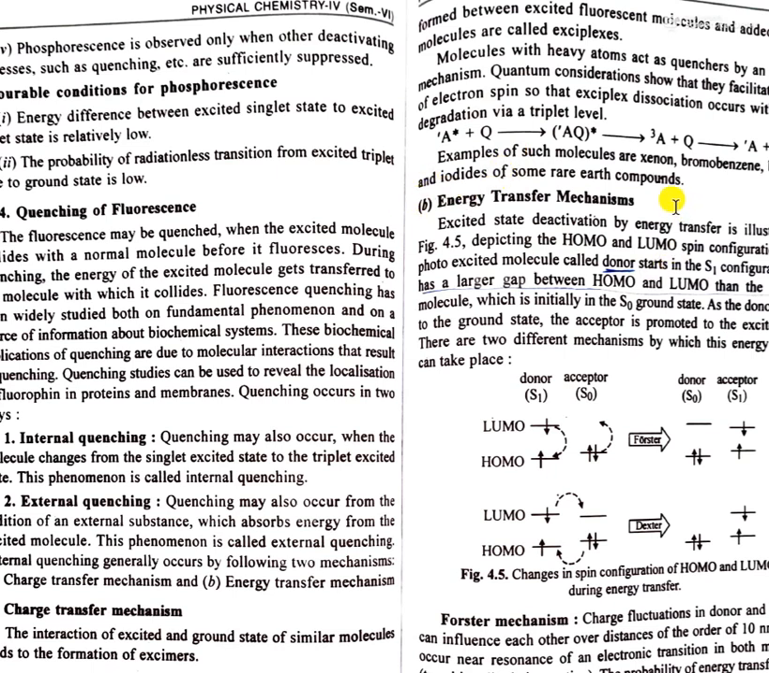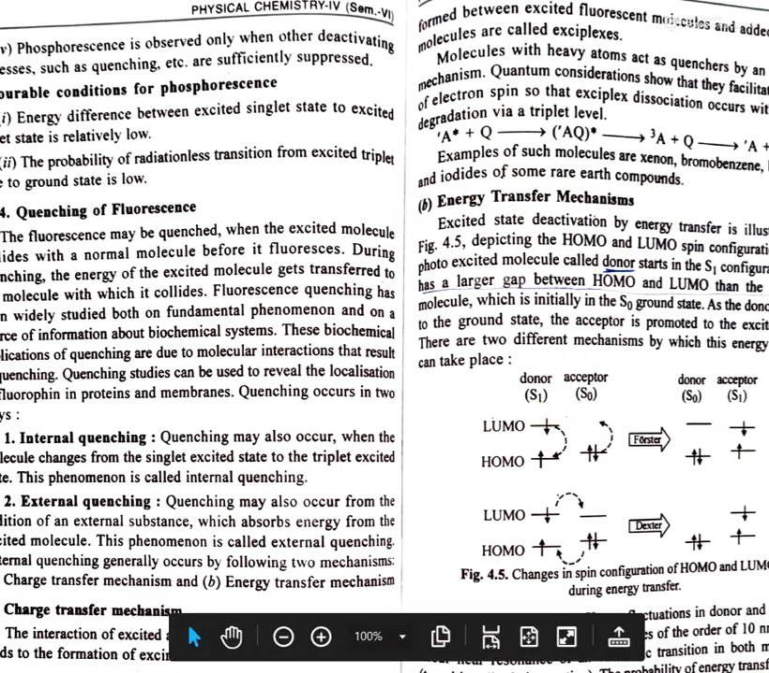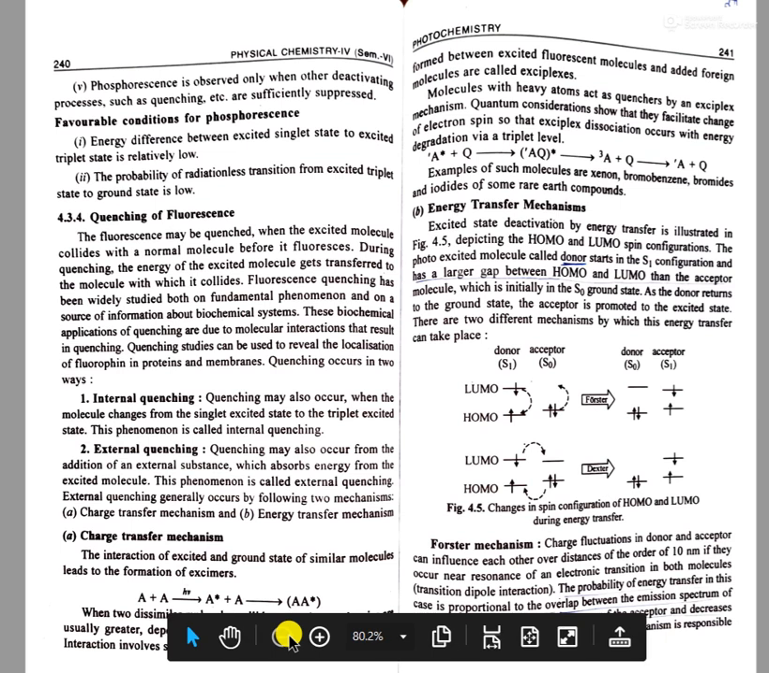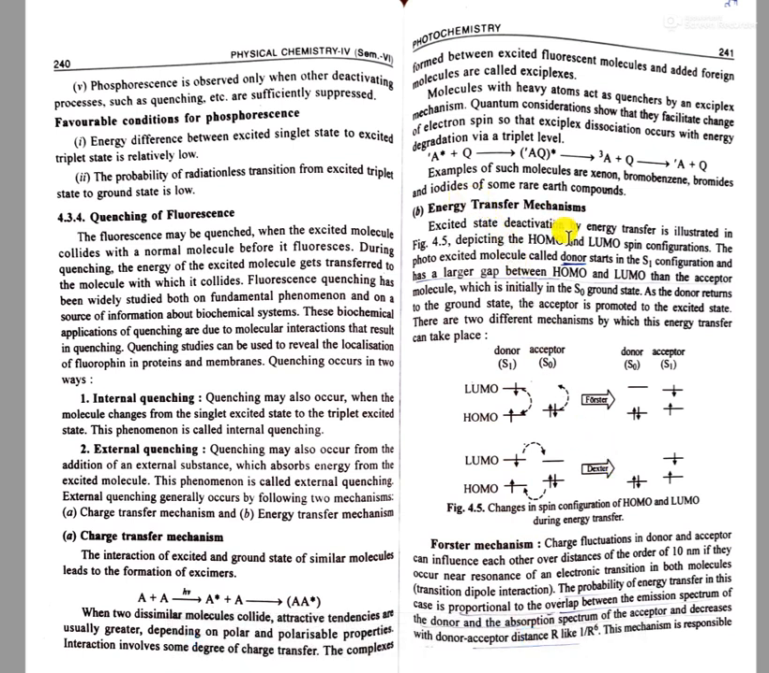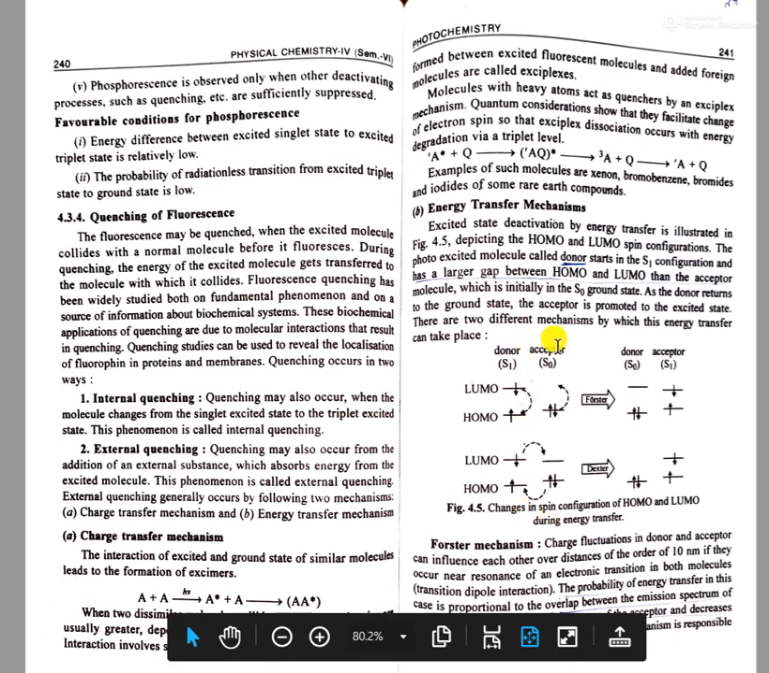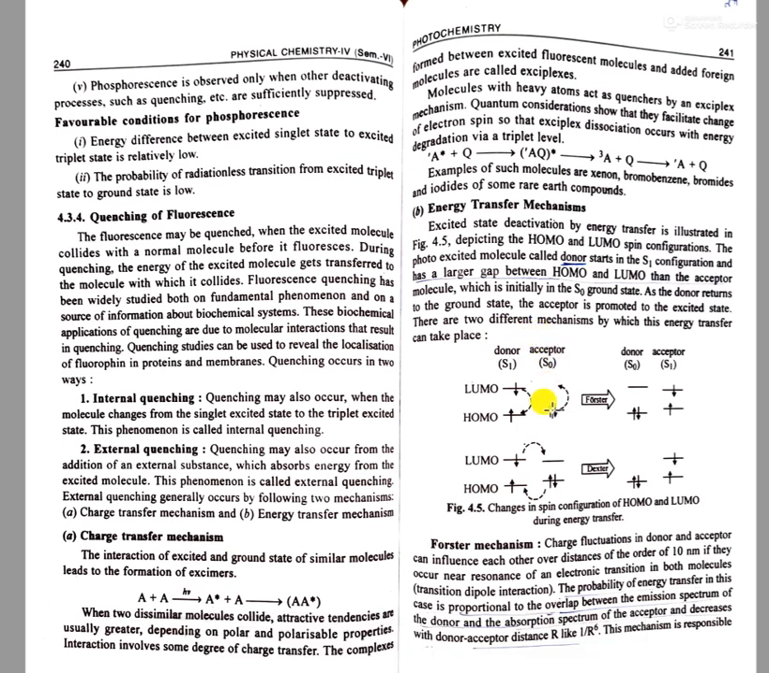In the second type of external quenching, that is the energy transfer mechanism, here also two mechanisms have been proposed. First is the Foster mechanism and second is the Dexter mechanism. In the Foster mechanism, we take the concept of HOMO and LUMO to explain this mechanism. So we need two molecules. First is a donor molecule and second is an acceptor molecule. The donor molecule is the one which absorbs a photon and gets converted to the excited state, and the acceptor molecule accepts this energy from the donor.